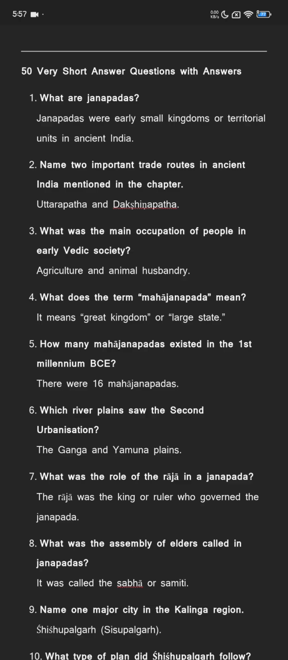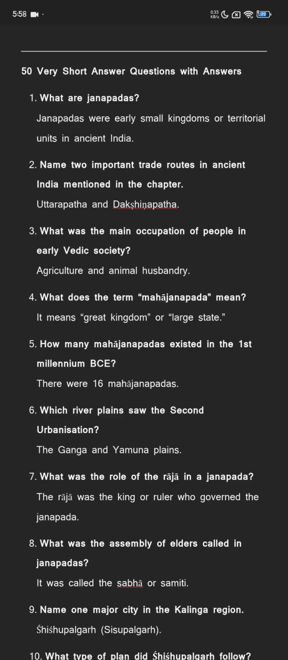What does the term Mahajanapada mean? It means a great kingdom or large state. How many Mahajanapadas existed in the first millennium BCE? There are 16 Mahajanapadas. Which river plains saw the second urbanization? The Ganga and Yamuna plains.